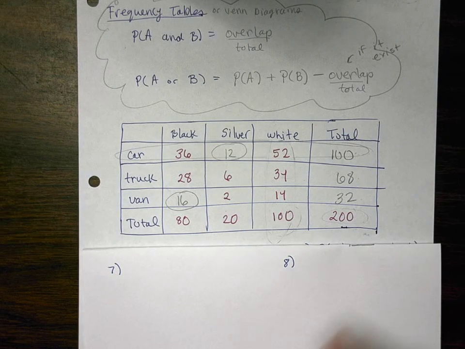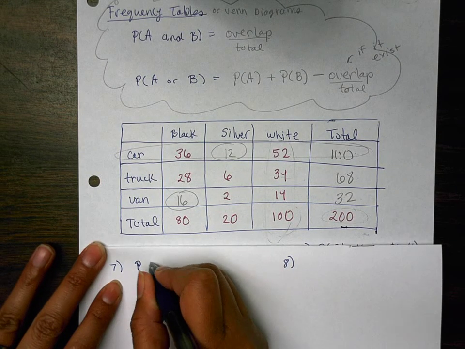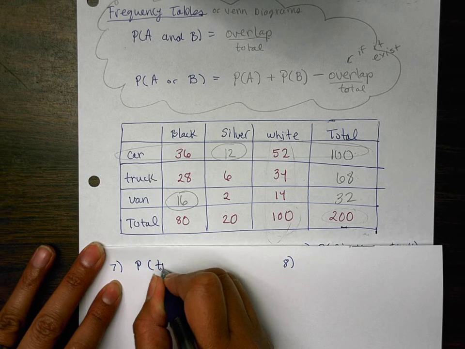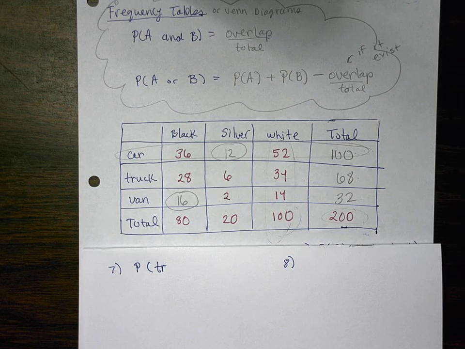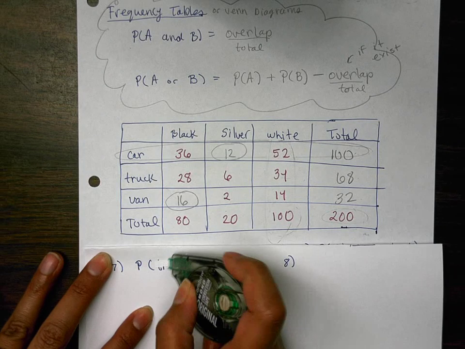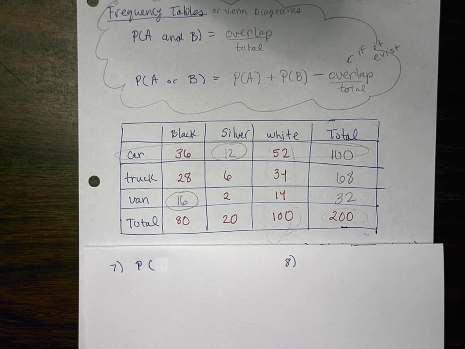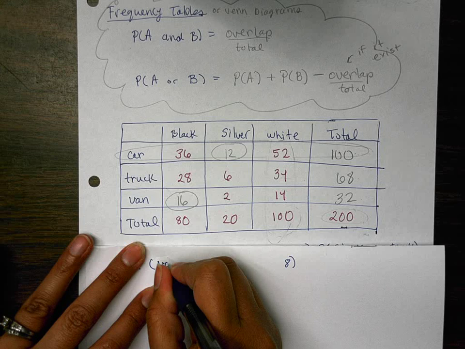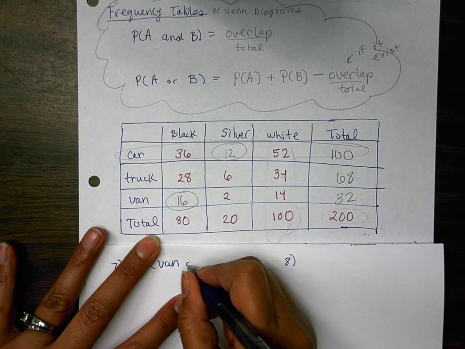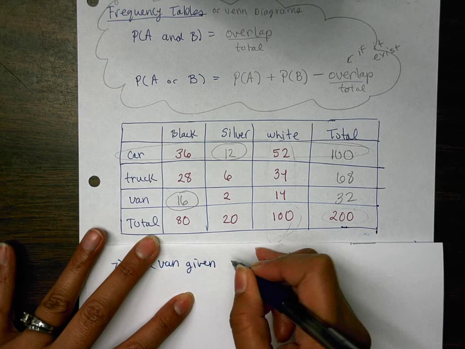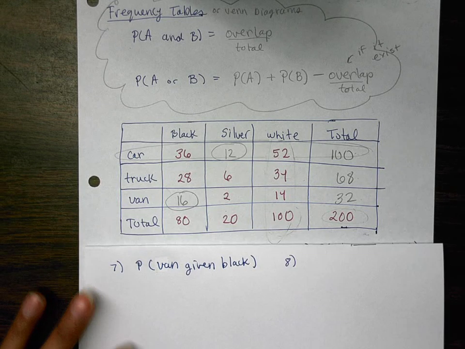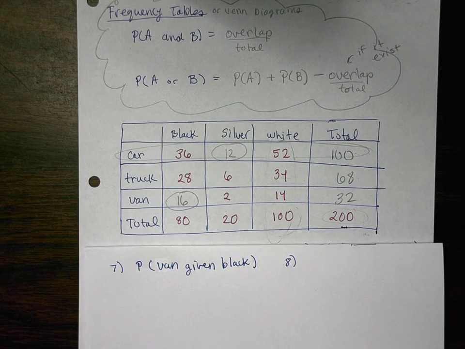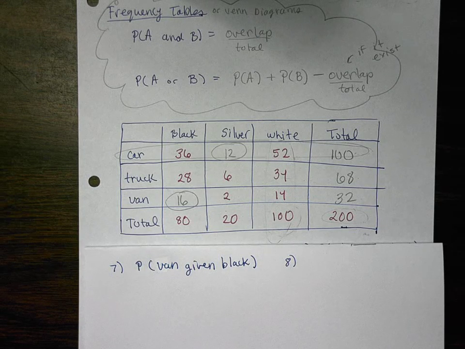What's the probability that it is a truck? Nope, I lied. Sorry. That it is a van, given it is black. Why is it given? Why is it given is correct. This is a totally different type of probability. I need everybody paying attention.